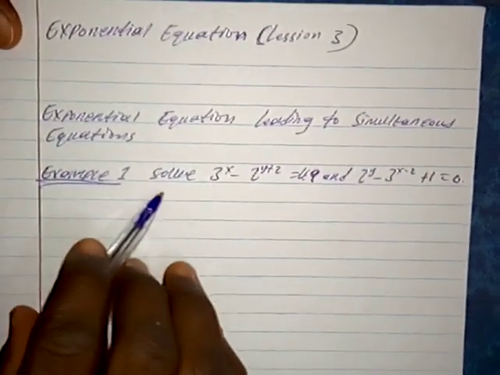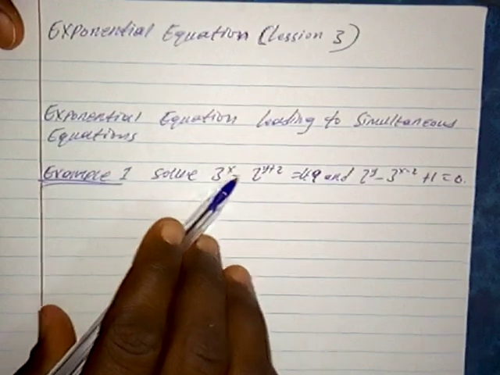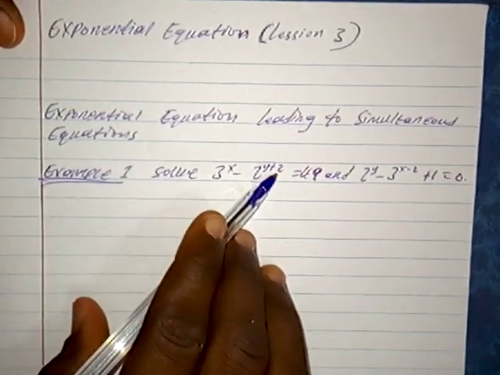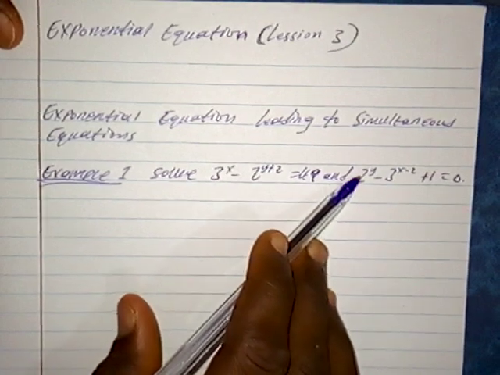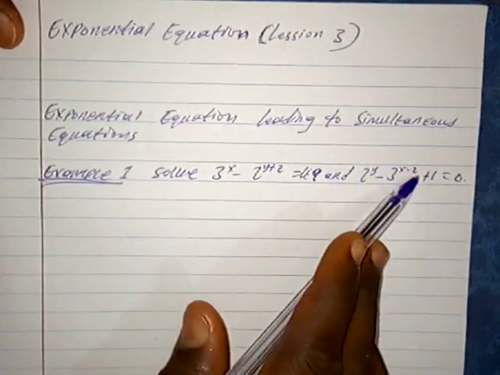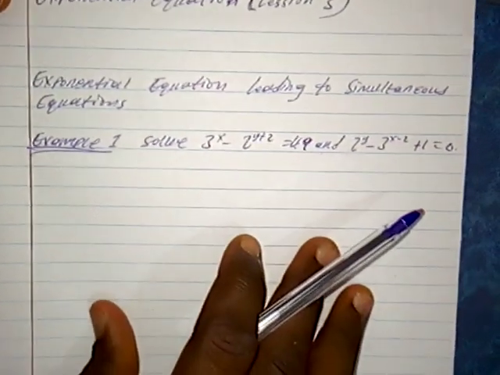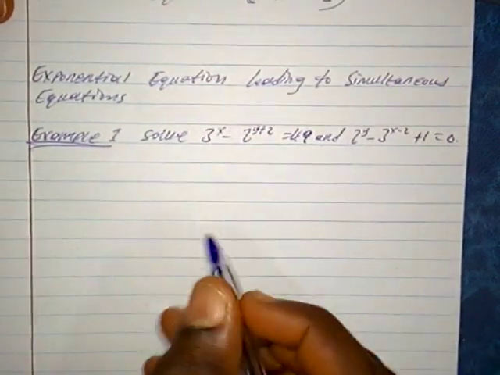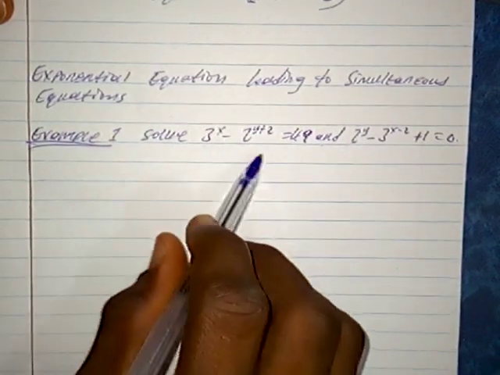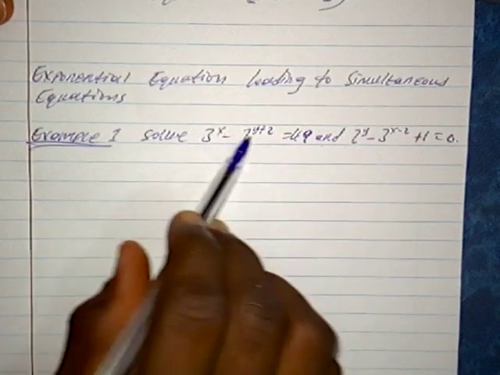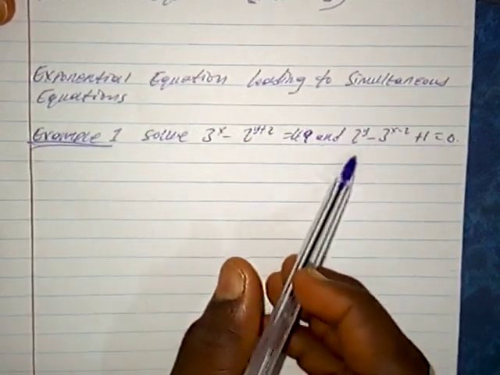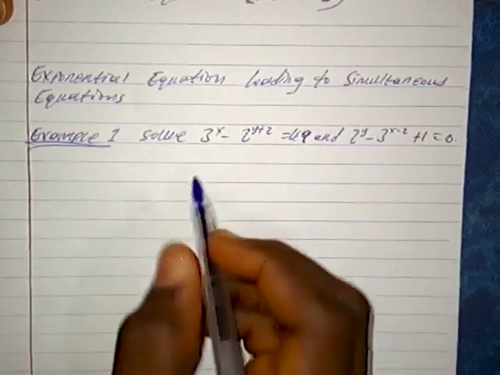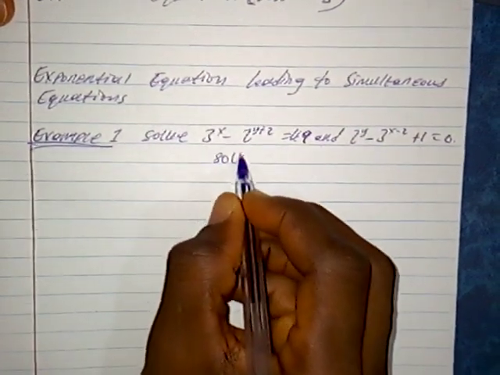Example 1 says, solve 3 raised to the power x minus 2 raised to the power y plus 2 equals 49, and 2 raised to the power y minus 3 raised to the power x minus 2 plus 1 equals 0. Good. Now we proceed. If you observe, there are 2 equations here. This is the first equation. This is the second equation. Now we are going to solve them one after the other. We say solution.